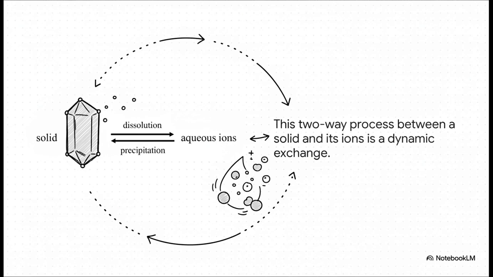And of course, we've got names for these two moves. When the solid breaks apart into ions, that's called dissolution. And when those ions in the solution find each other and snap back together to form a solid, that's precipitation. It's this continuous back and forth.